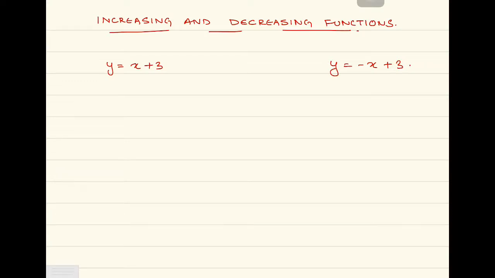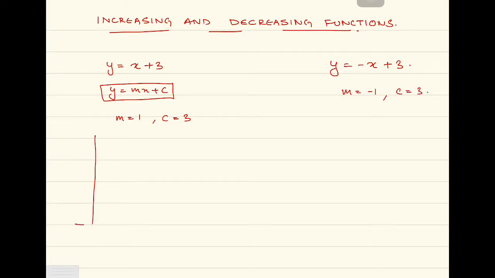And if you also know the theory from class 10, you would know that this equation is in the form y equals mx plus c. That is the slope intercept form, isn't it everyone? So here the slope m is 1 and the y-intercept is 3, whereas on the other side the slope is minus 1 and the y-intercept c is 3. So let us draw these functions graphically.